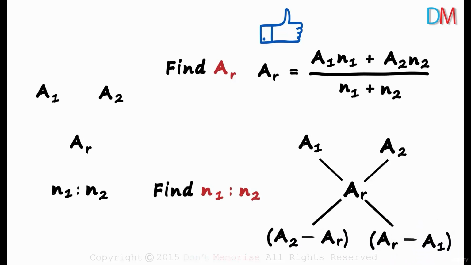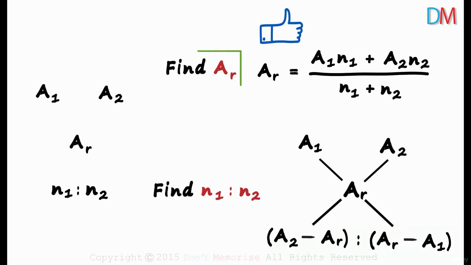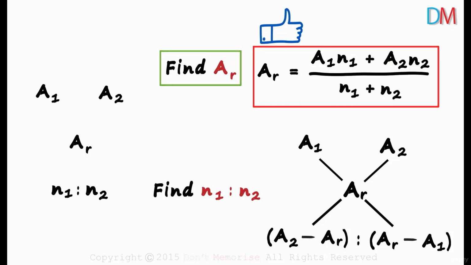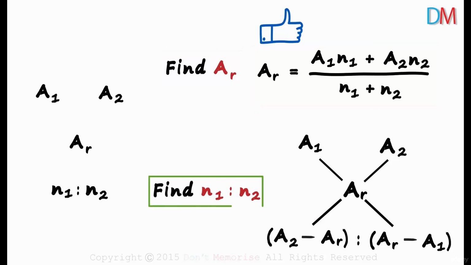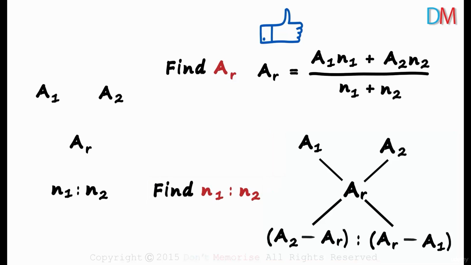And don't forget the most important thing. This is a ratio of the weights of A1 and A2 respectively. Let me repeat. Find AR, use the weighted average formula, and find the ratio of weights, use the alligation formula. But why? Why not use the alligation formula always? Let's take an example to understand how we derive this rule of thumb.